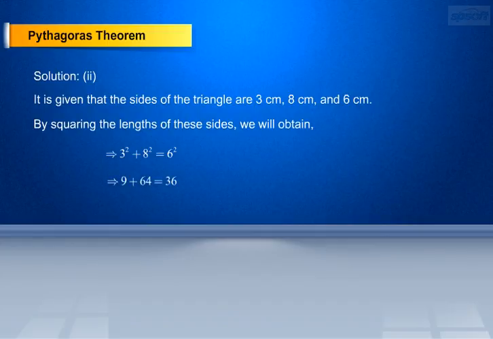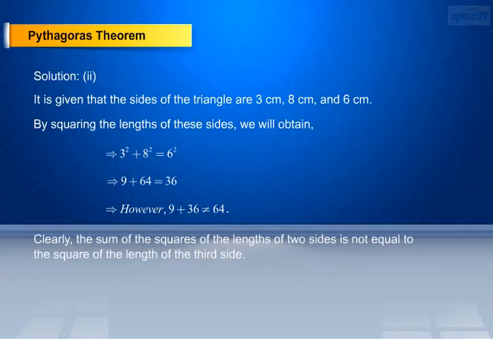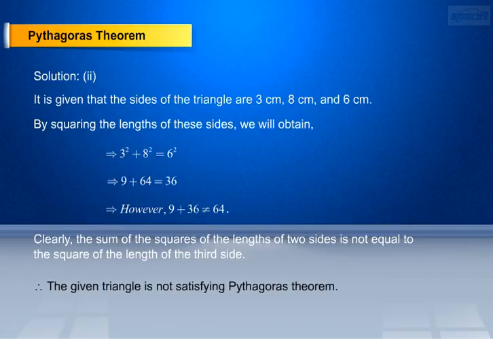This implies that 9 plus 64 equal to 36. However, 9 plus 36 is not equal to 64. Clearly, the sum of the squares of the lengths of two sides is not equal to the square of the length of the third side. Therefore, the given triangle does not satisfy the Pythagoras theorem. Hence, it is not a right triangle.